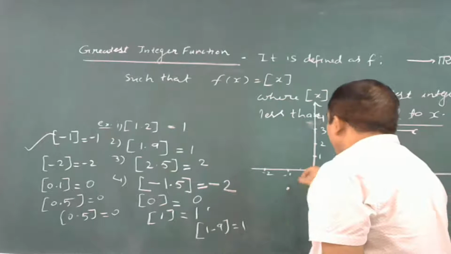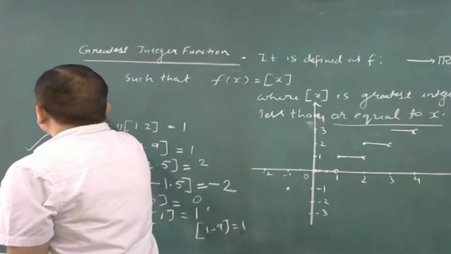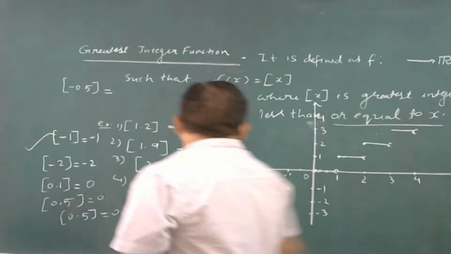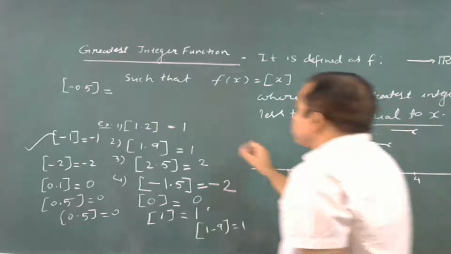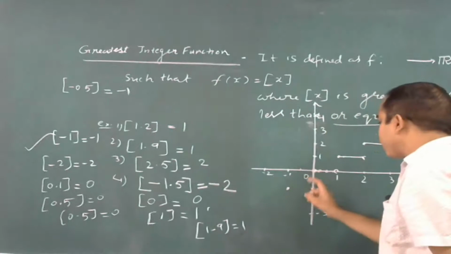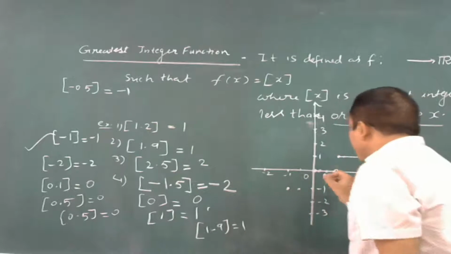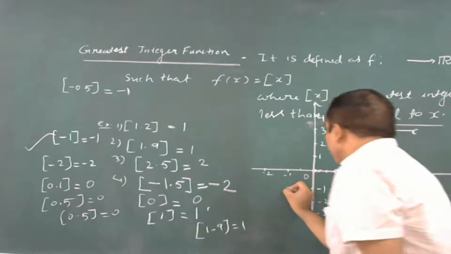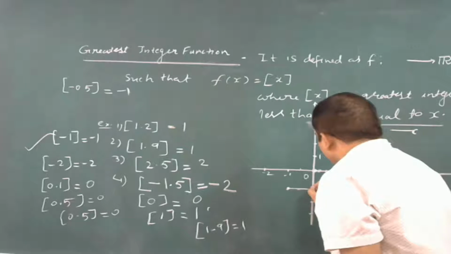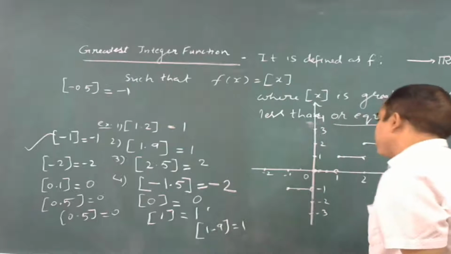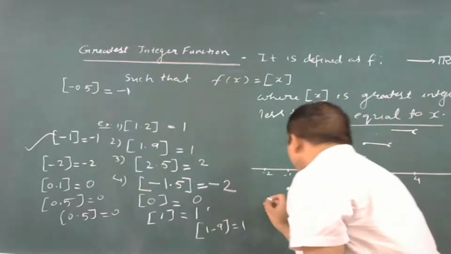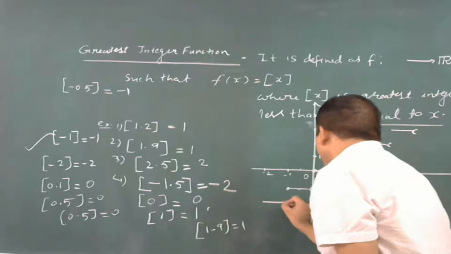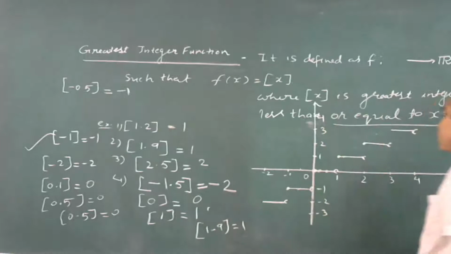Minus 0.5. What should be the image? If you take minus 0.5, on the left side the closest integer is minus 1. So minus 0.5's image is minus 1. Similarly, minus 0.1's image is minus 1. So again it will come, but at this point it will be an empty circle or semicircle. Correct? So if you see the overall trend of the graph, now you have understood: minus 2, image is minus 2, and up to here it will come like this. This is the final graph of the greatest integer function.